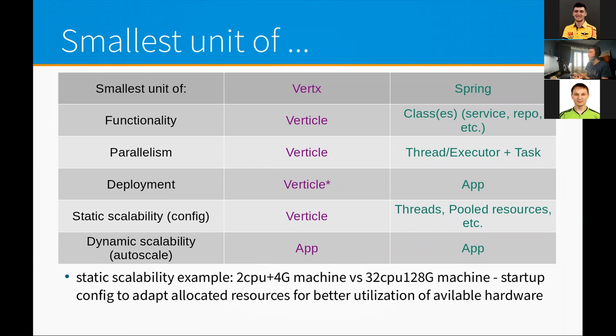So this is how you achieve parallelism in Vertx. You do not spawn threads, you spawn verticals, which will just use CPU power, and you don't bother. Just spawn more verticals, they will consume your CPU resources better.